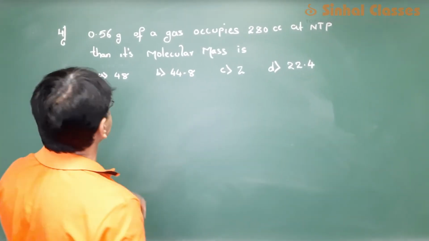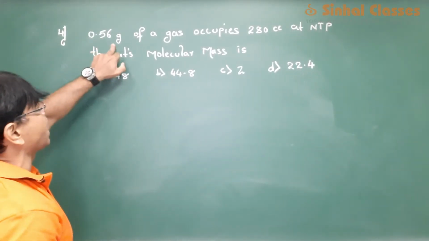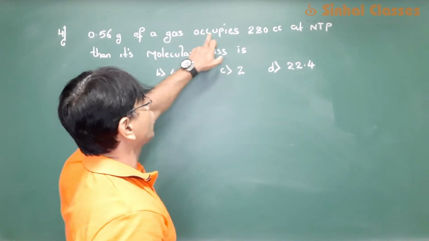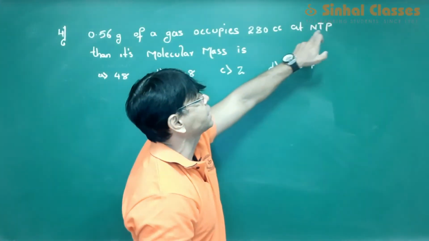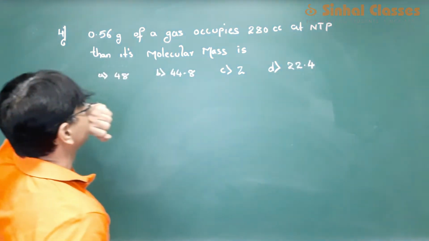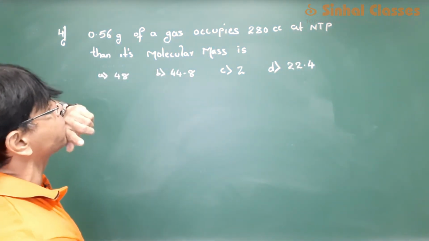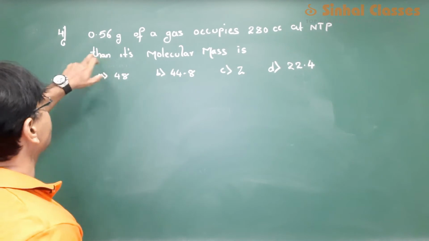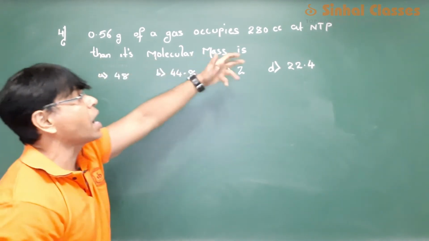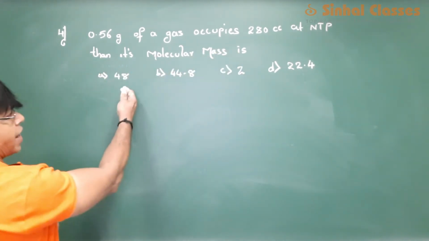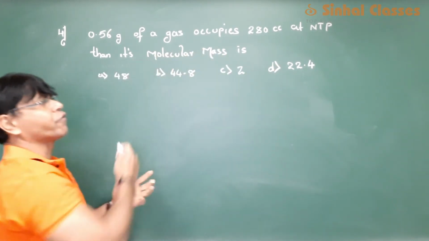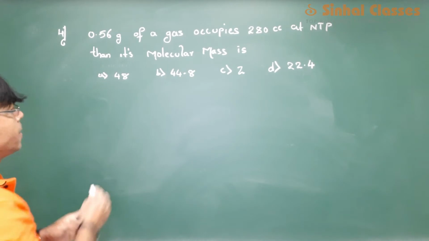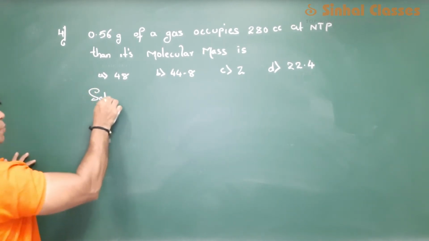Question number 4 says 0.56 grams of a gas occupies 280 cc at NTP, then its molecular mass is: 48, 44.8, or 22.4. So let's see the solution for this.